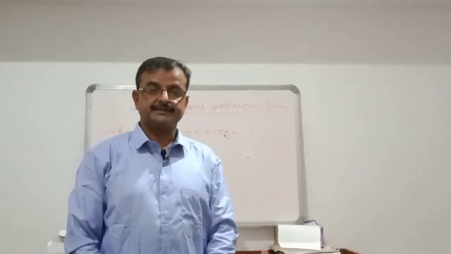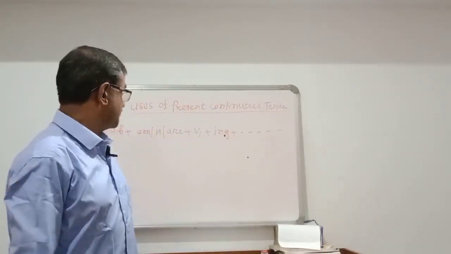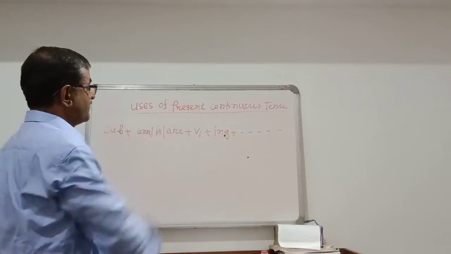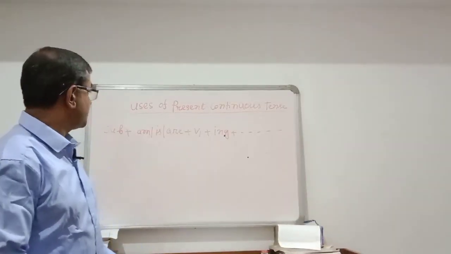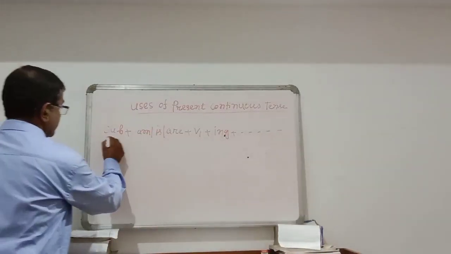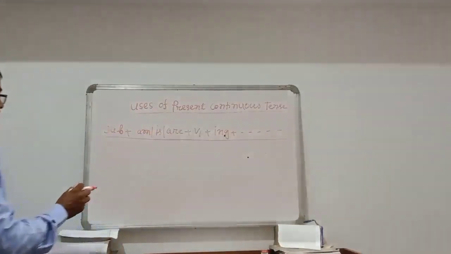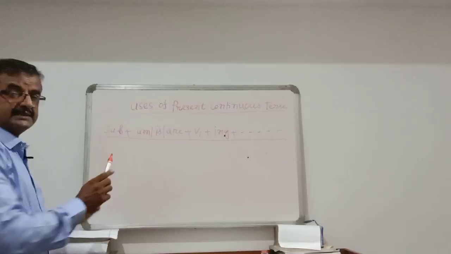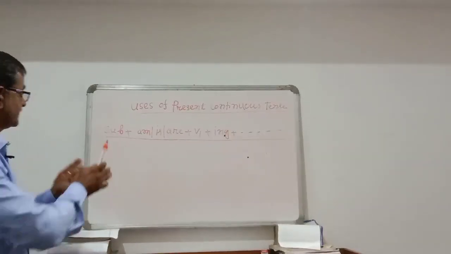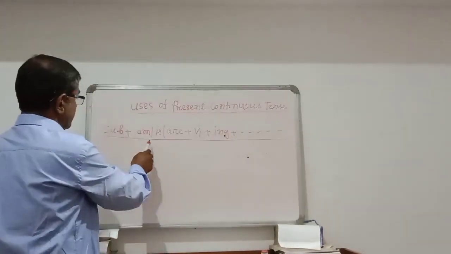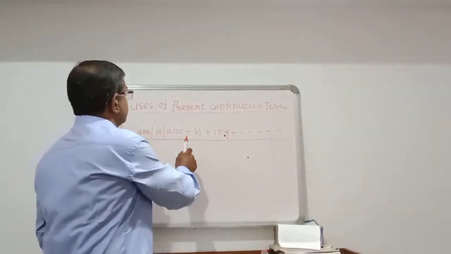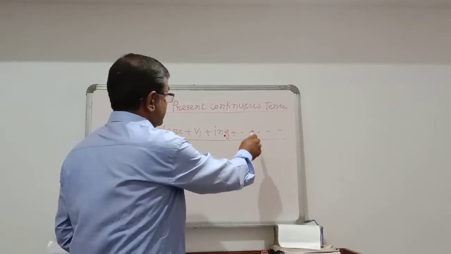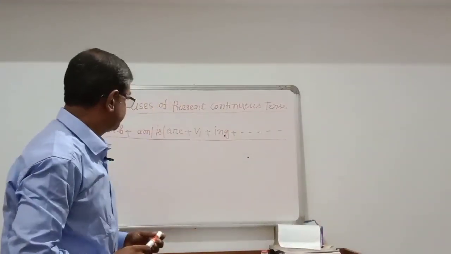Hello student. Today our topic is uses of present continuous tense. So first of all we should know the pattern of present continuous tense. As you know, the present continuous tense is formed by this pattern: subject plus am, is, are. That means be verb of the present tense plus verb 1 plus ing plus extension or others.